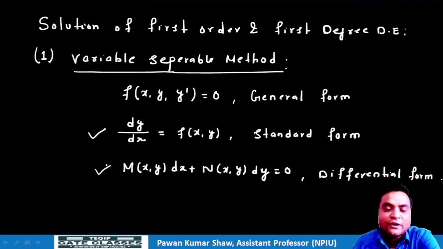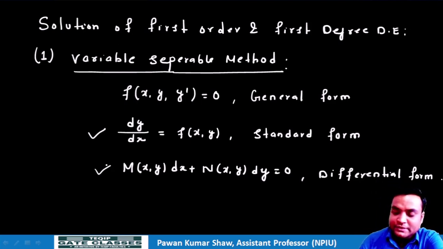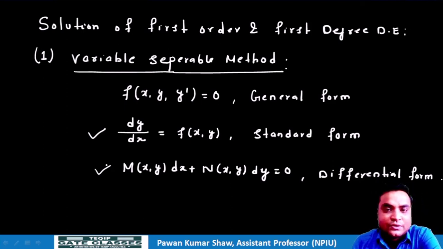Our first method is the variable separable method. By the name we can say that our idea is that whatever the variables x and y, we can separate them and find the solution. In this first method, variable separable method, there are two variables x and y; we can separate the variables and take the function of x with the dx term and the function of y with the dy term.